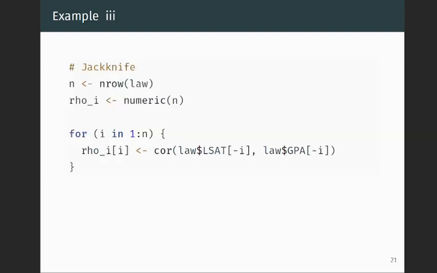And so first, let's compute all of the Jackknife estimates. This code is very similar to what we saw earlier. I'm saving the value n because I want to pre-allocate memory, so a vector of length n, which I'm calling row I. Then I'm looping through I from 1 to n and computing the correlation between the LSAT scores and the GPA scores for the subset where I'm removing the ith row, so the ith observation.